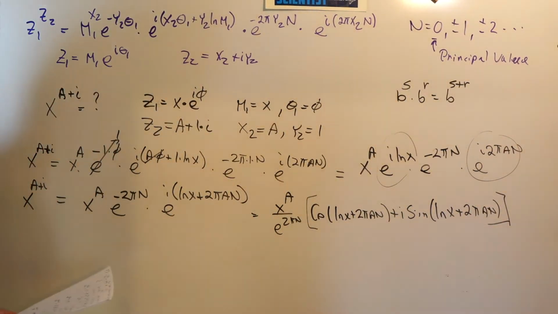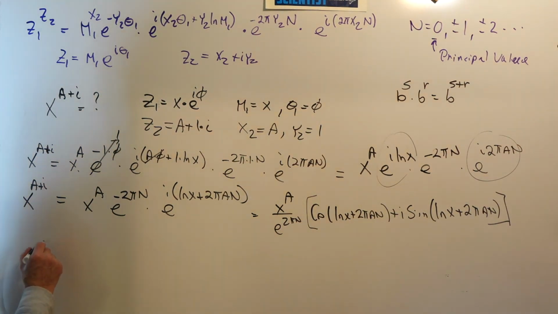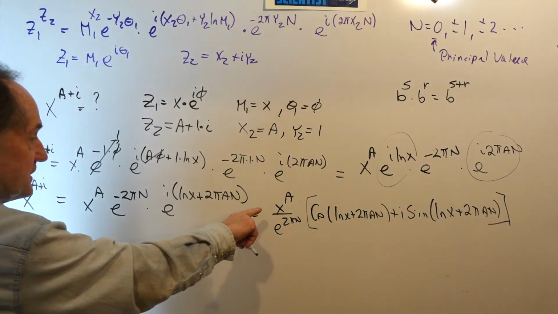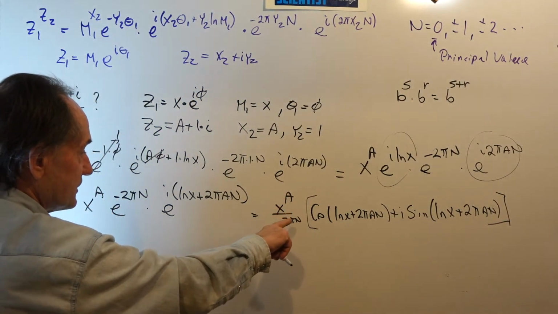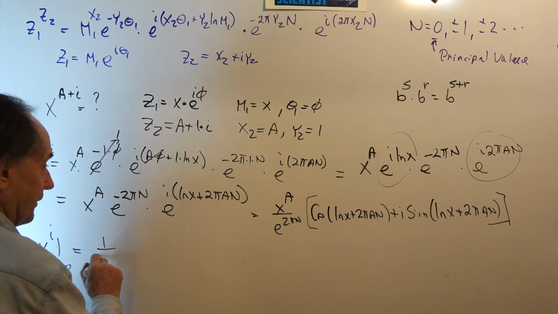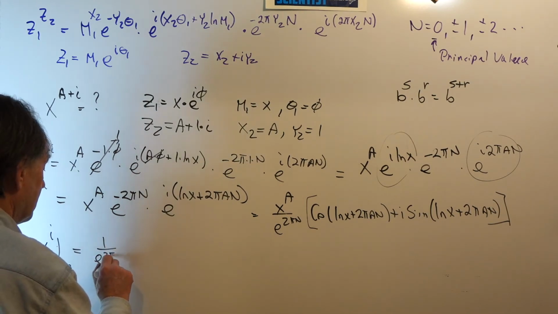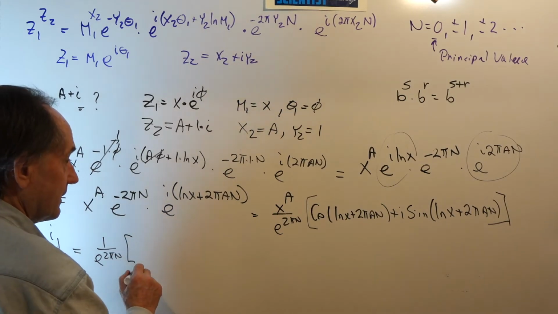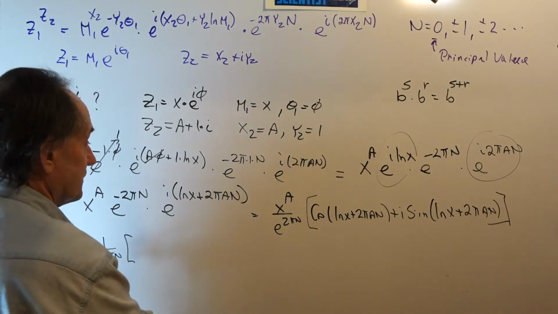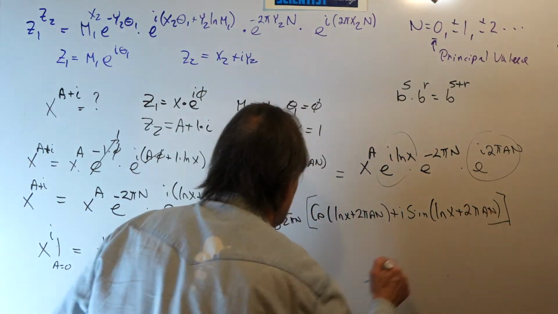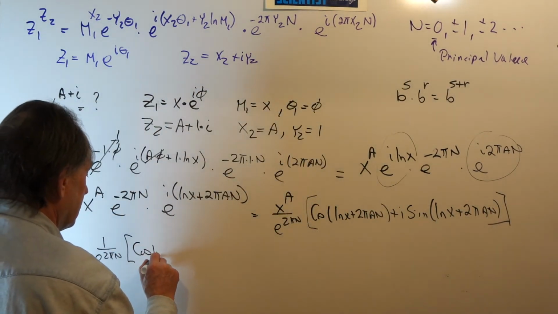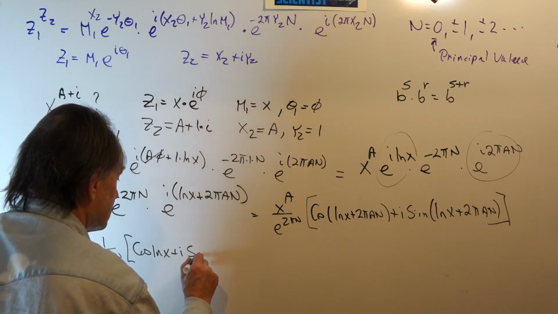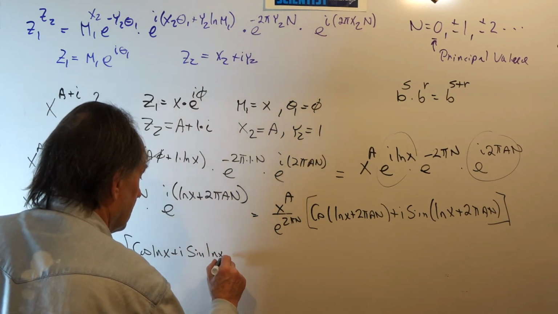Now, let's look at what happens when a is equal to 0, when we have x to the i. When a is 0, we have x to the 0, which is 1. So we end up with 1 over e to the 2 pi n times, and a is 0, so this drops out and that drops out, and this simplifies to the cosine of the natural log of x plus i times the sine of the natural log of x.